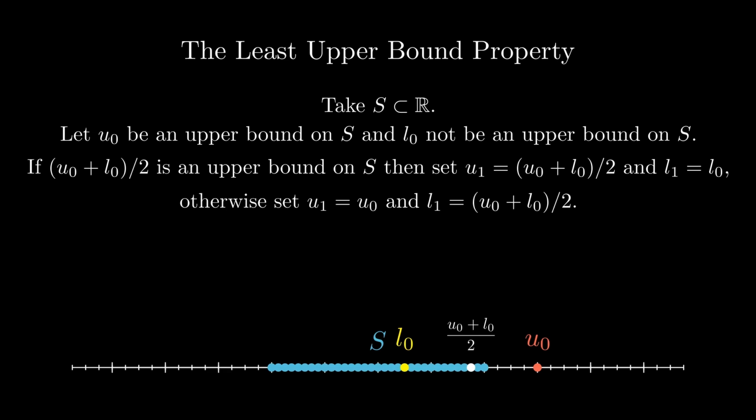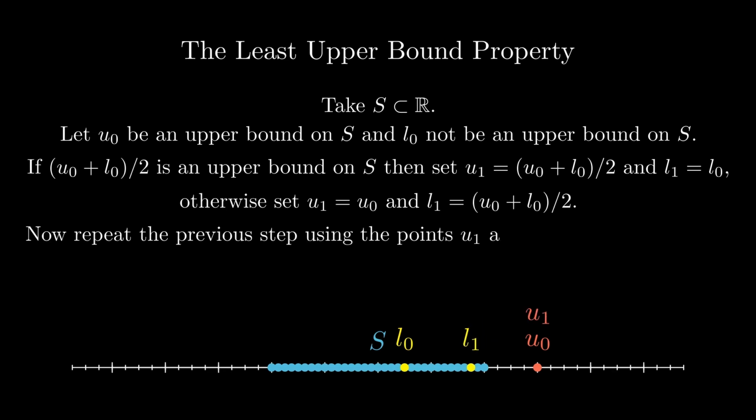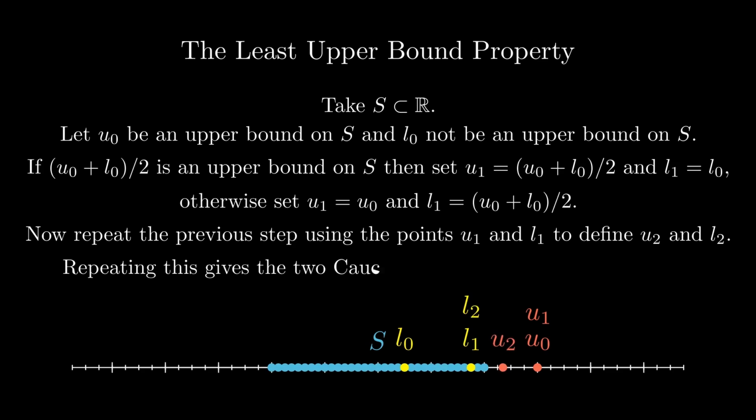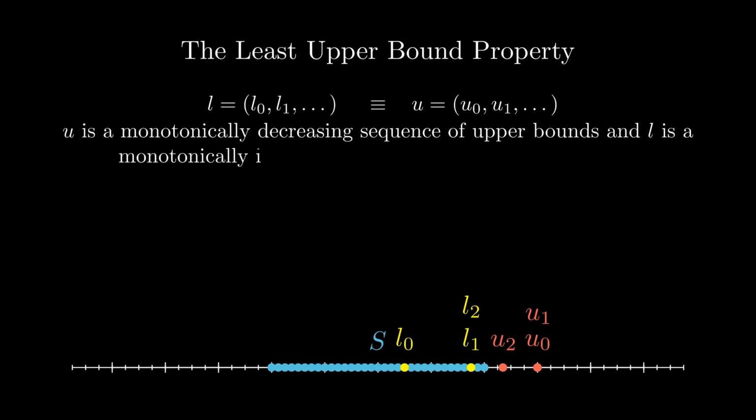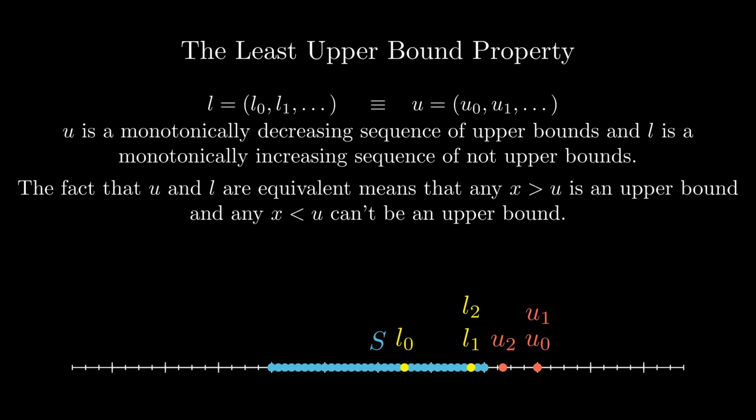By repeating this using the newest terms in the sequences, we obtain two Cauchy sequences, U and L. Note that U and L are Cauchy sequences of rational numbers, and so U and L are in R. Now notice that the difference between the terms in U and L halves each term, and so the difference between these two sequences tends to 0, making U and L equivalent. Any x greater than U is greater than some upper bound in U, and so x is also an upper bound. Likewise, any x less than U is less than some not upper bound in L, and so x is not an upper bound. Therefore, U is a least upper bound on S, and so R has the least upper bound property.